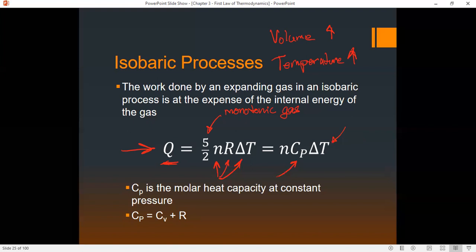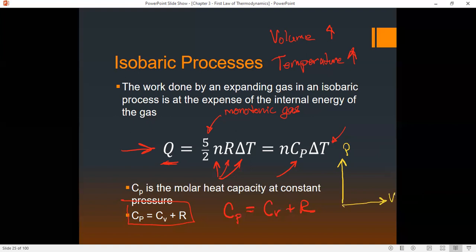All right? By the way, you'll see this expression right here. It says that the molar heat capacity at constant pressure is equal to the molar heat capacity at constant volume plus R. How can the molar specific heat be greater for constant pressure than for constant volume? Well, the reason for this is, again, think about our graph. Here's pressure, here's volume.